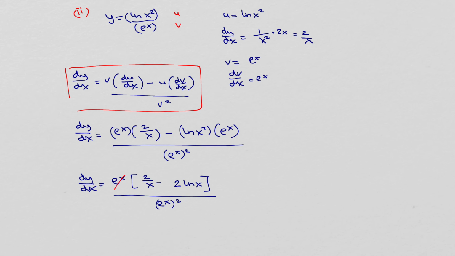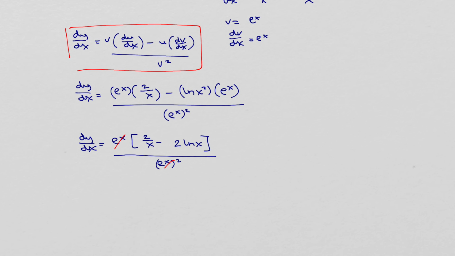So e to the x will go into e to the x once. I have a fraction on the top, so I'm going to multiply the top line by x, which means I have to do the same to the bottom, because otherwise I'll have changed the value of the function. So multiplying the top line by x, I get 2 minus 2x ln x, and multiplying the bottom by x, I have x e to the x, because I had 1 e to the x left on the bottom.